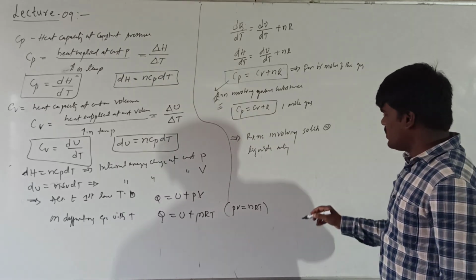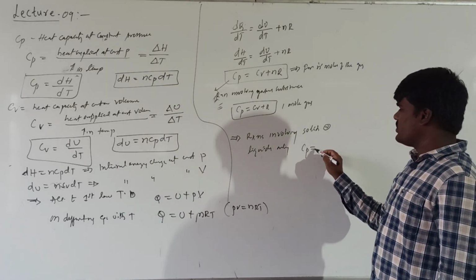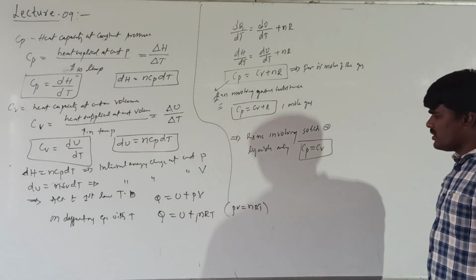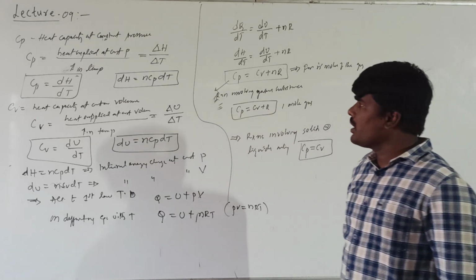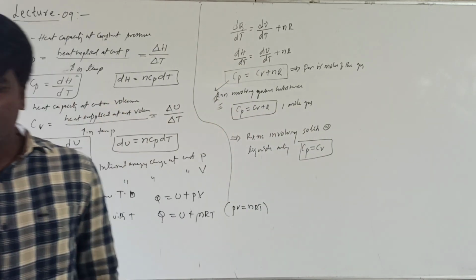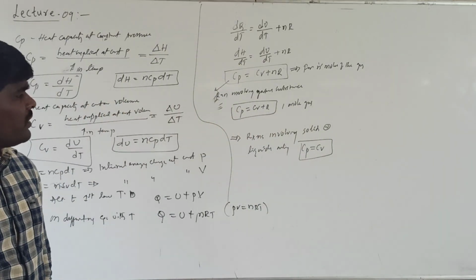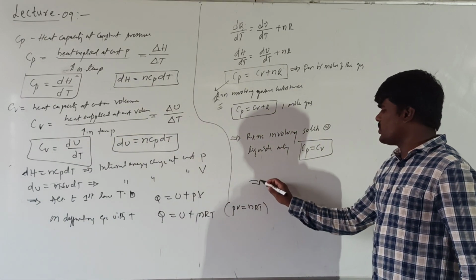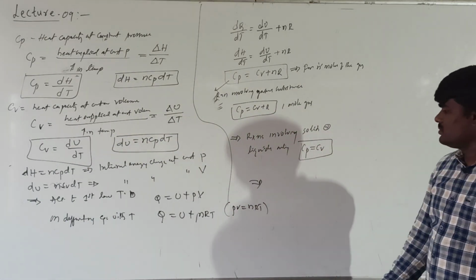Okay. Then for such type of reactions, Cp will be equal to Cv. This is also a very, very important conclusion from the heat capacity. Hope it is clear so far. Now let us see another important term.